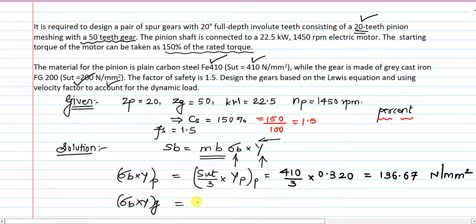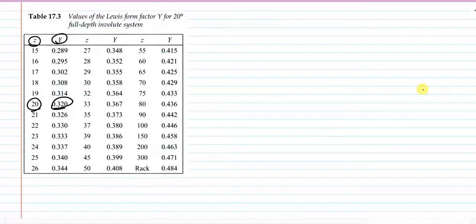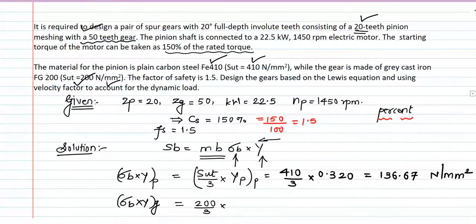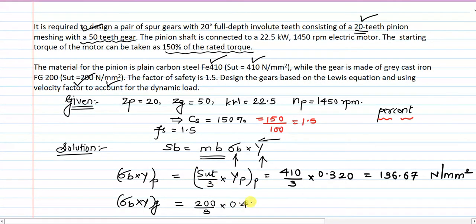In the same fashion, we will calculate sigma b into Y, which is equal to 200 divided by 3, SUT by 3 for gear. The number of teeth for gear, which are specified, is 50. So we will go to the data table again and see where there is a figure of 50. Fortunately, there is a direct figure of 50. Otherwise, we would have to go with interpolation. So for 50, we have Y equal to 0.408. When we carry out this product, it becomes 27.20. So in essence, 27.20 Newton per mm square.